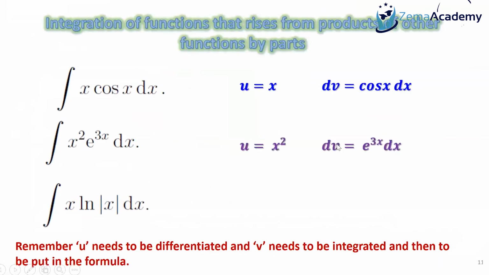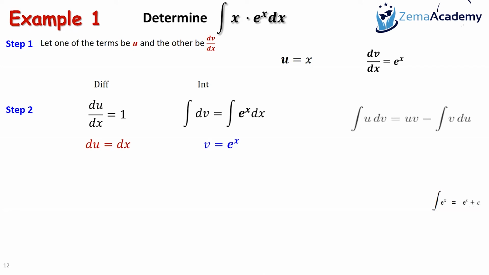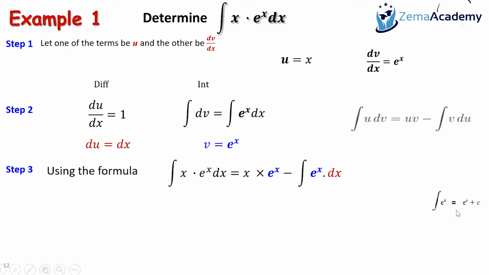Just for the sake of not going back again and again to the table, I have placed the direct answer over here, that when you integrate e to the power x with respect to dx, you will get the answer e to the power x plus c. So now, because you have found v and du, you can use the standard formula and substitute all the values in this formula.